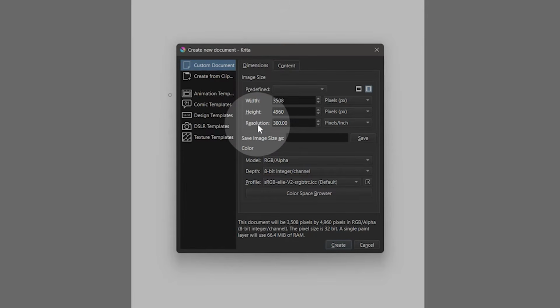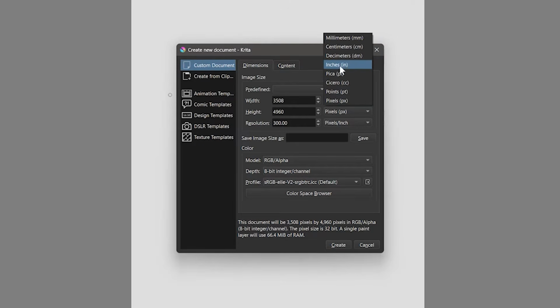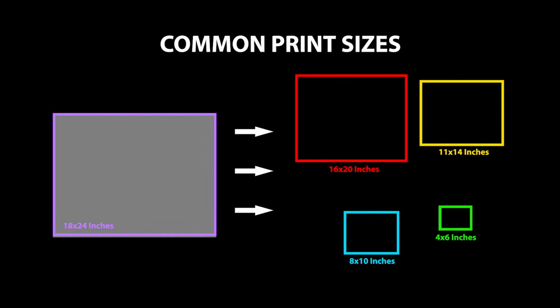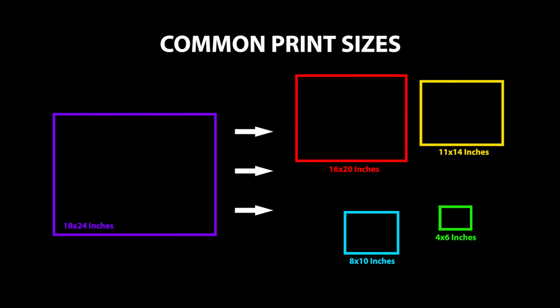image. Currently, the unit of measurement is set to pixels, but you can also choose inches or something else. If you're planning to print your artwork, inches is the most common choice. On the other hand, if you're creating artwork for the web, pixels is the better option. For now, let's switch the unit of measurement to inches. It's important to choose a canvas size that matches standard print and frame sizes, such as 4x6, 8x10, 11x14, and 18x24. This ensures that your artwork fits the paper or canvas you're using for your print.